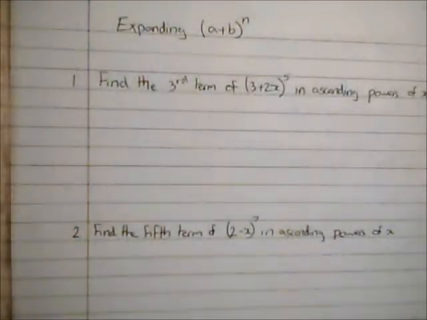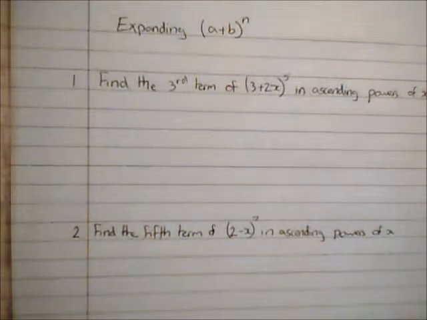In this video we're going to look at how to find specific terms in the expansion of (a + b) to the power of n. So first of all we're going to look at just finding the third term of the expansion of (3 + 2x) to the power of 5 in ascending powers of x.